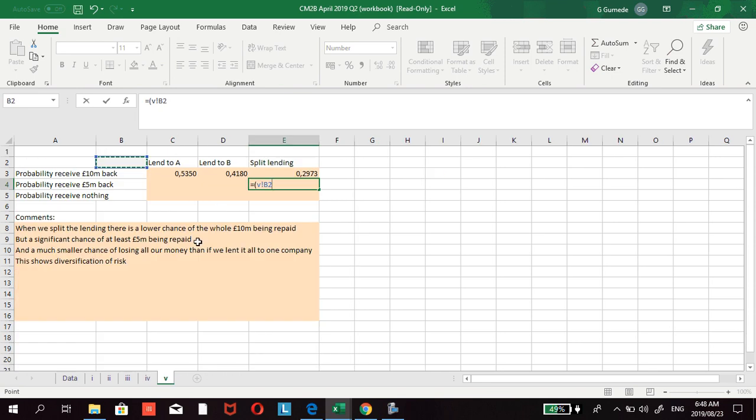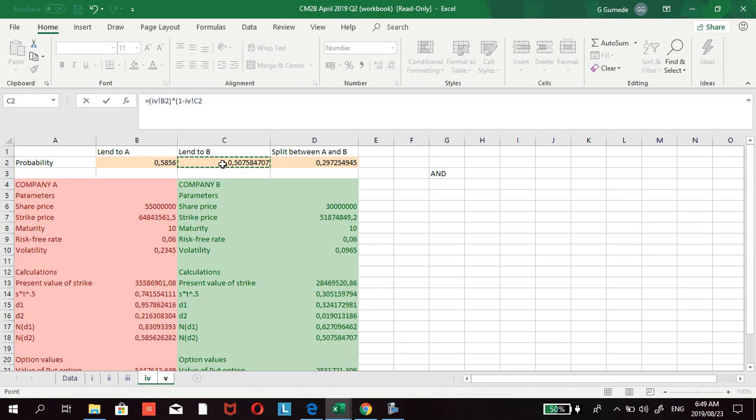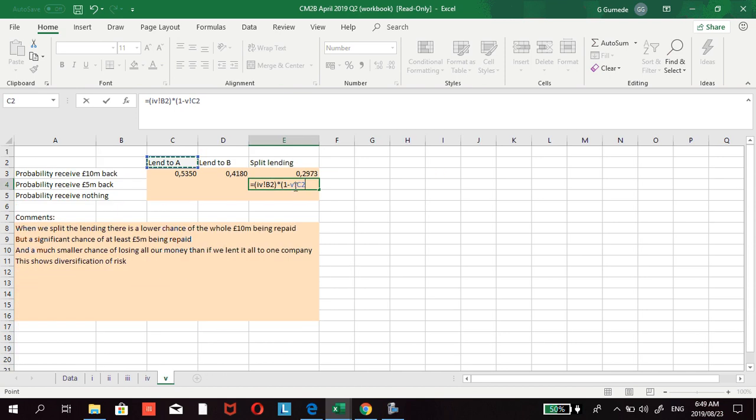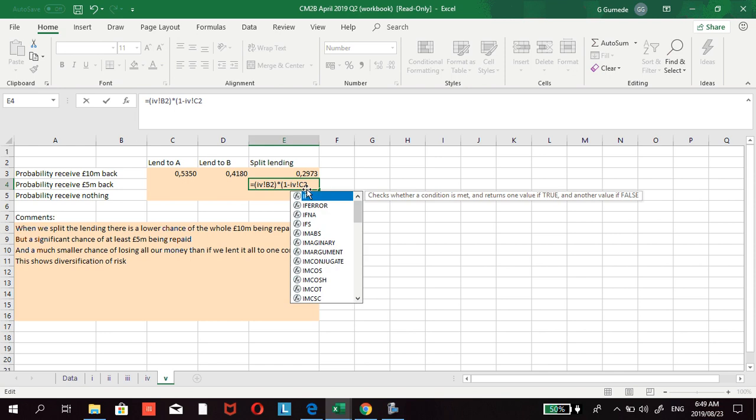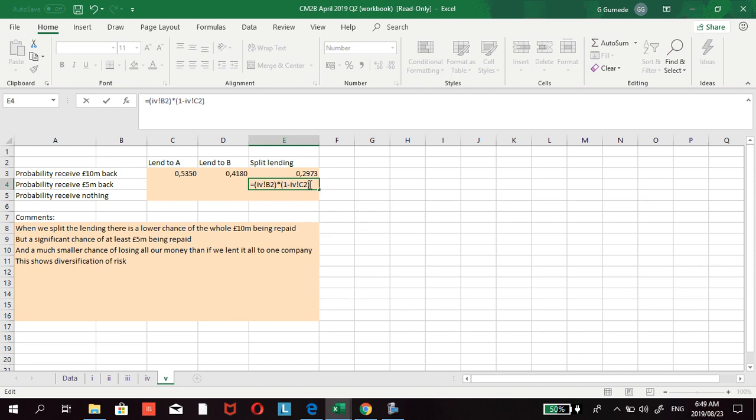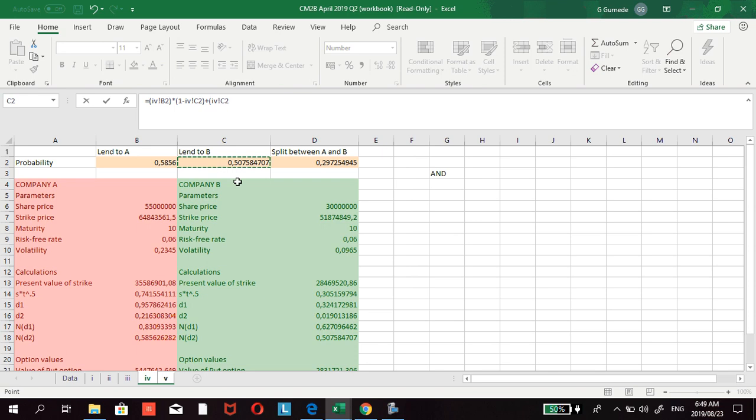So I'm going to come and pick up this value here, but I picked this in IV. Now I'm going to multiply. Now I want them to receive 5 million, which means B must default. So A must pay the 5 million and B must default. So if B is going to default, I'm going to have 1 minus the probability that B is able to pay back. I'm going to put IV here. Or another situation we could have is B being able to pay the 5 million back, which is this here.